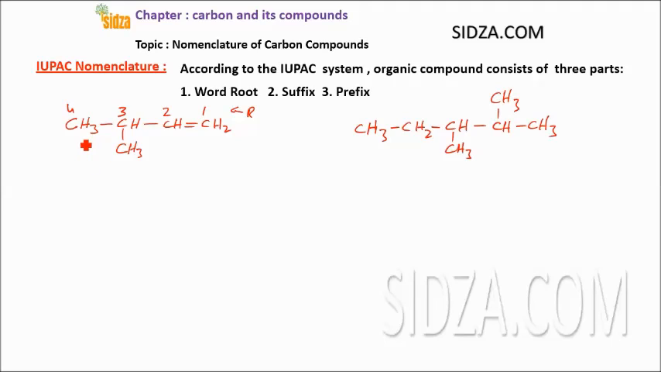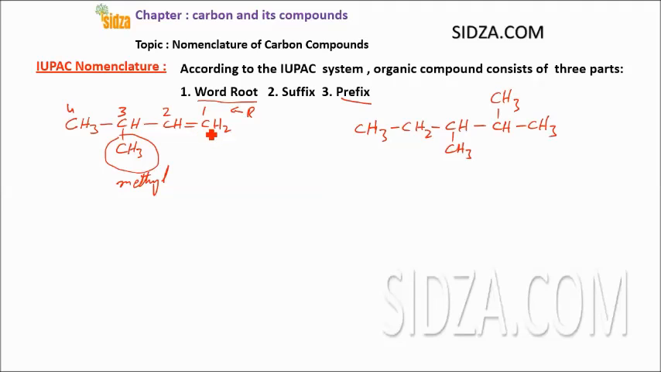When we name this molecule, we write down the substituent group first, right, because that is the prefix. Here the substituent group is methyl. So the prefix here is the substituent group. The methyl is the prefix and the word root is but because it contains 4 carbon atoms. So the word root here is but, and suffix will be ene because it contains a double bond.